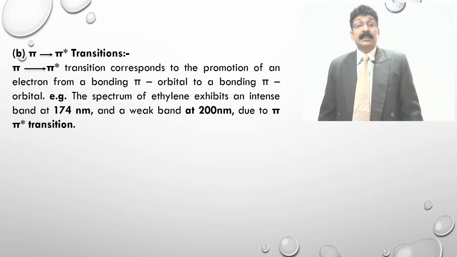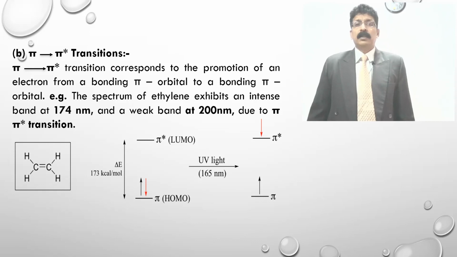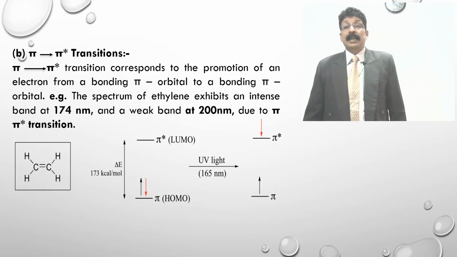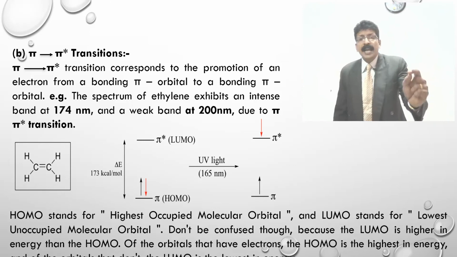When they observed the pi to pi star transition, they saw excitation and absorption of light, lambda max, in two places. So you can see there is LUMO and HOMO mentioned. What is LUMO and what is HOMO? You should know. HOMO means highest occupied molecular orbital.